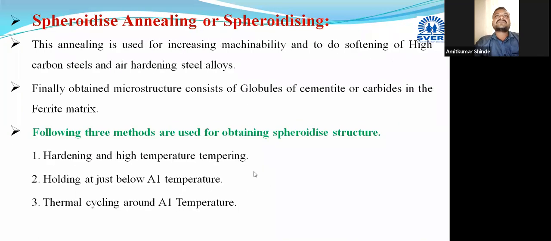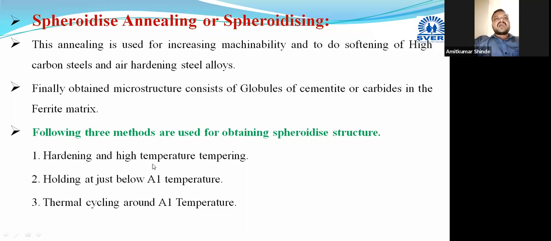Then the next type is spheroidizing annealing. Now this annealing is used to improve the machinability and to make the material soft. Whichever final structure is obtained, it consists of globular cementite. In the ferrite, mixture will be pearlite, but whichever cementite is there, its morphology will be globular in nature. Now this spheroidizing annealing can be done in three different ways.